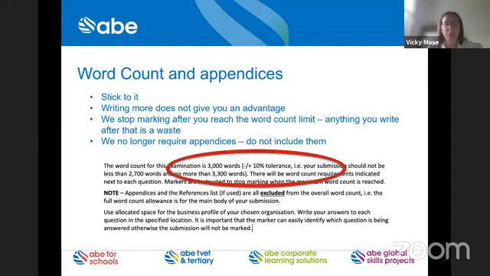You should be able to answer the question without having to reference them overall. That said, you won't get marked down if you include appendices for this particular window. So don't worry about it, but only use them if they're really, really relevant.